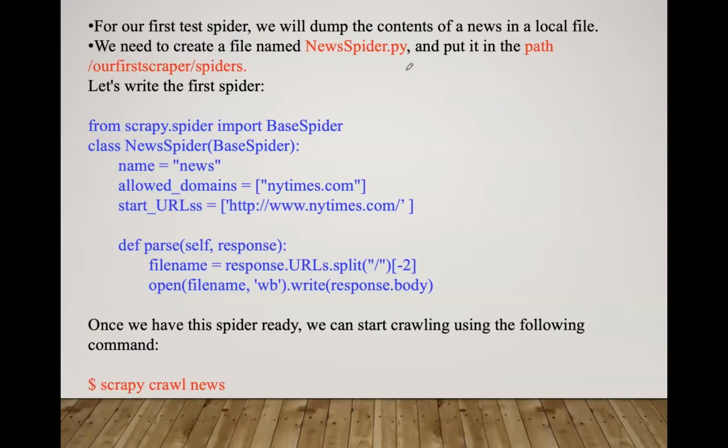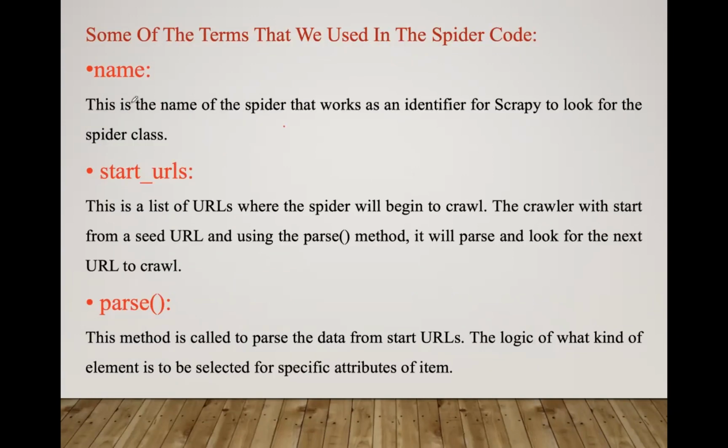Let us create our first spider. We'll dump the contents of news in a local file. The name of the spider which we created here is newspider.py. Some of the terms that we used in the spider code are name, allowed domains, start URLs, and the parse function. So let us try to understand them first.